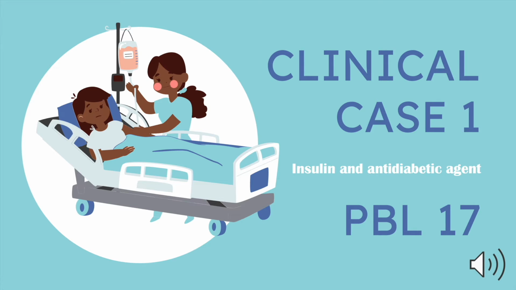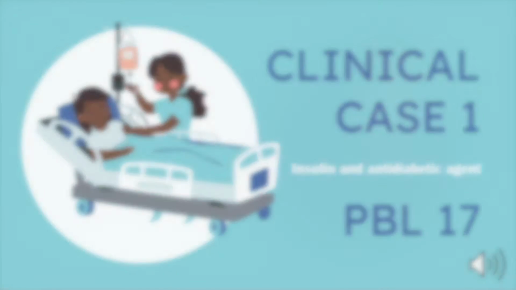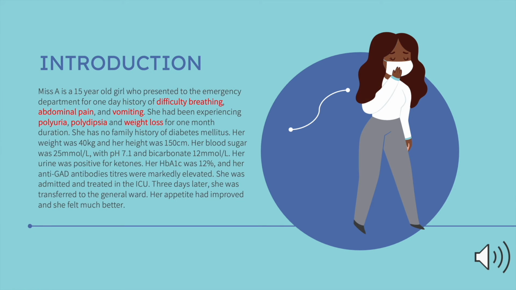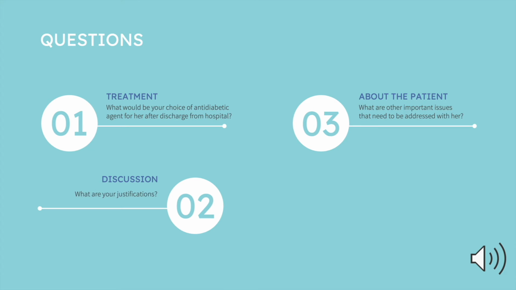Today we are going to present the clinical case 1. So let's begin. This is the description for case 1. We will have a summarized description in a few slides later. Then we proceed to the 3 questions of the case. First, the choice of anti-diabetic agent for her after discharge from hospital. Second, the justifications. Third, what are the important issues that needed to be addressed with Miss A?